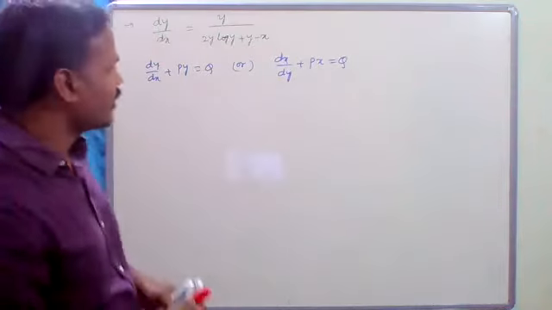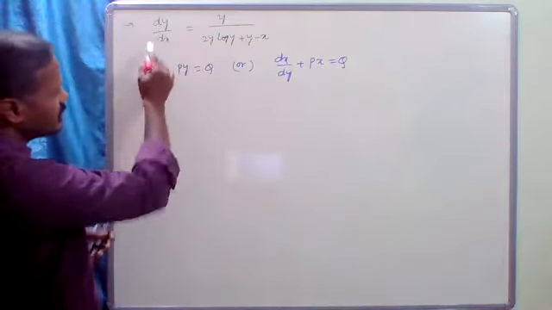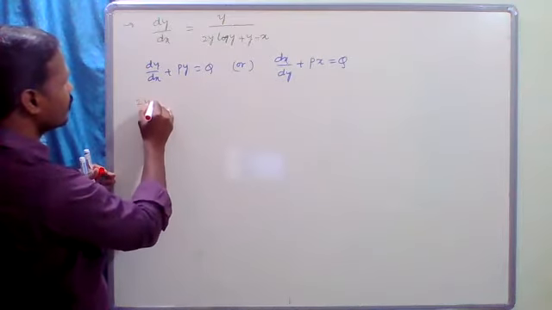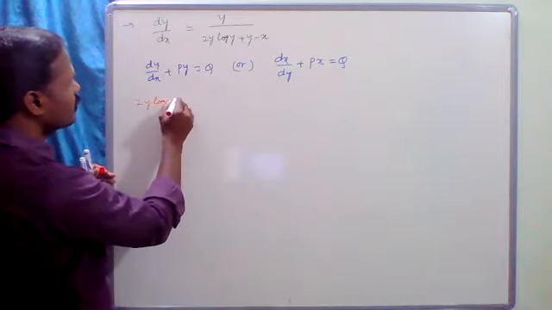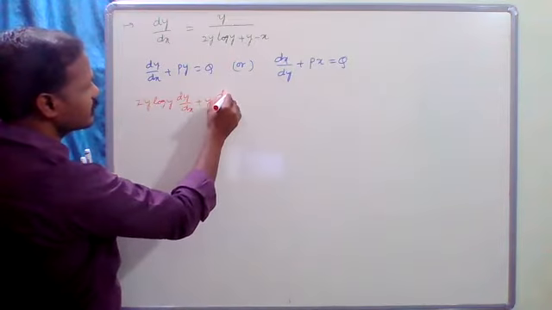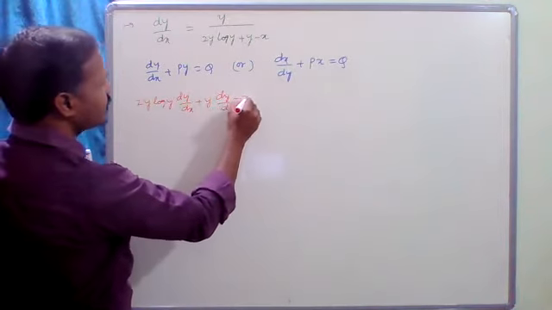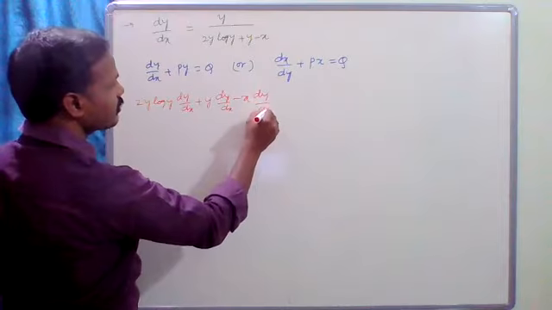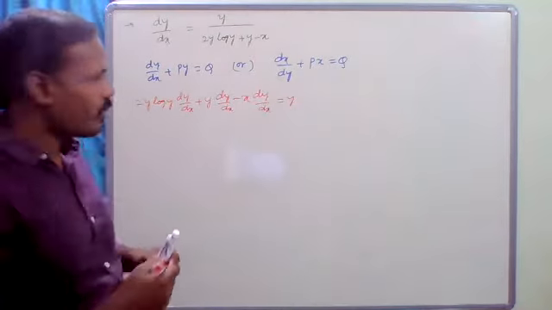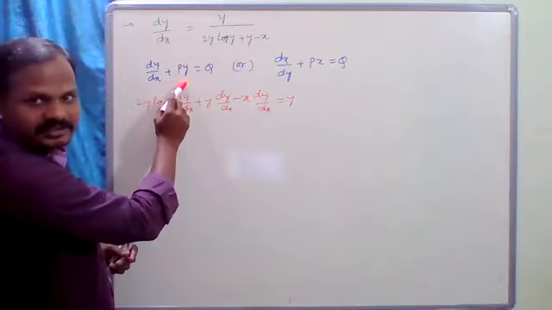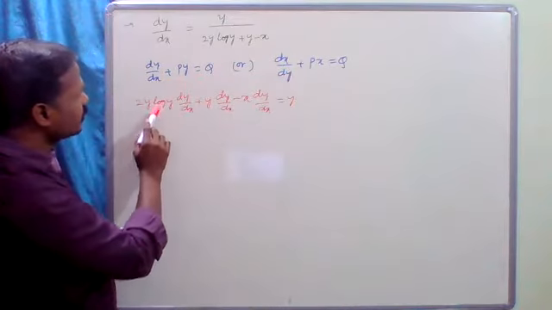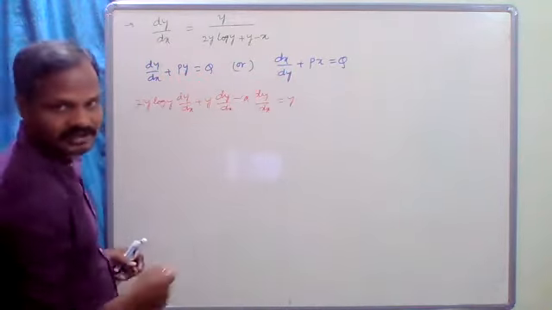If you take this left side, what will you get? 2y log y dy by dx plus y dy by dx minus x dy by dx equals y. Is this first linear in x? This is linear in y. Sorry, this is linear in y. This is linear in x. Okay.